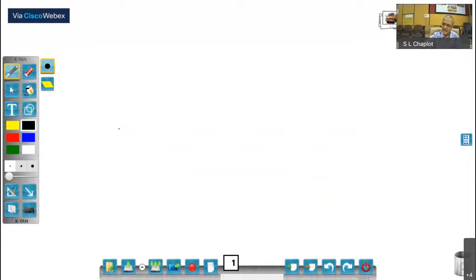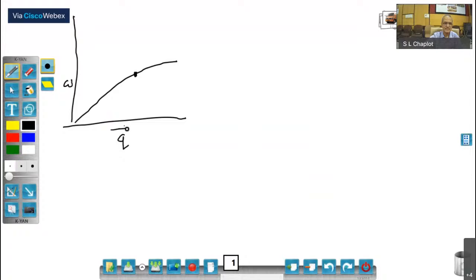So, let's take a typical case. Suppose I want to measure this phonon. This is omega, and this is q. Now, I can do a constant q scan. So I can scan at different points like this.